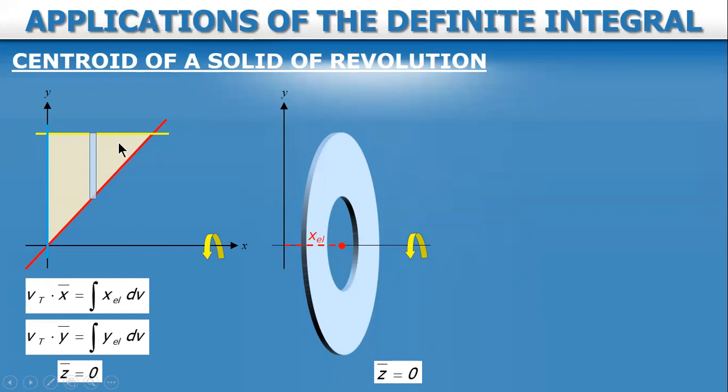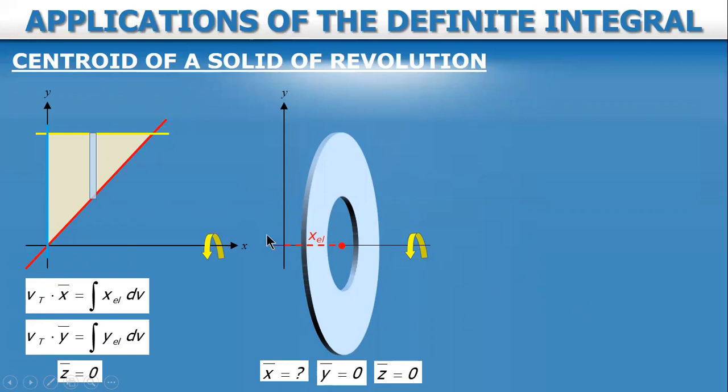Whatever rectangle you will analyze, at a certain distance from y, if we revolve about the x-axis, the centroid of the washer will always be along the x-axis. Okay? So y bar is equal to 0. So the only thing to solve is x bar.